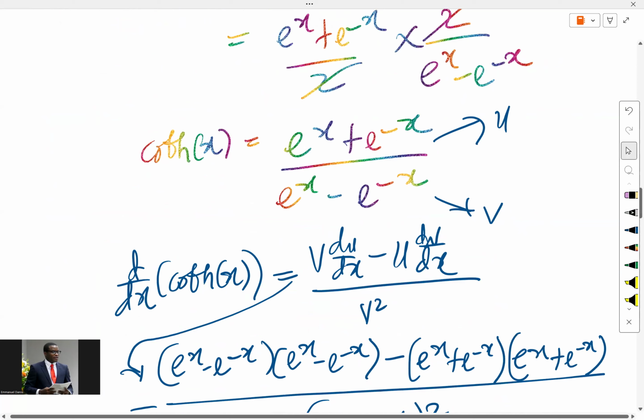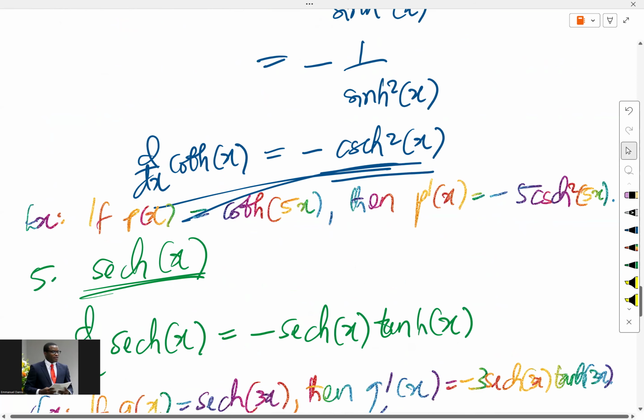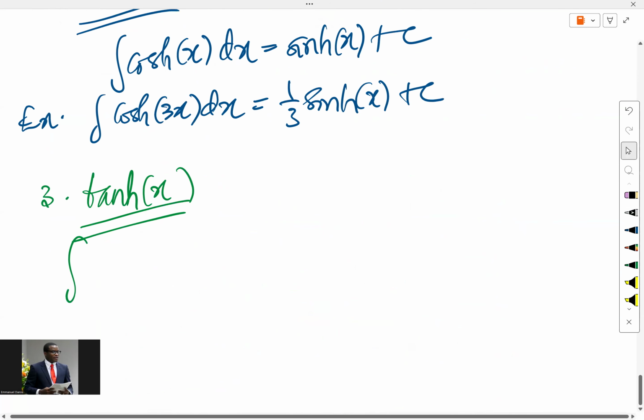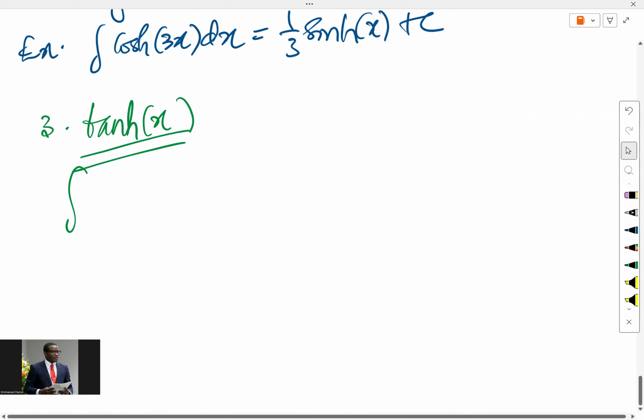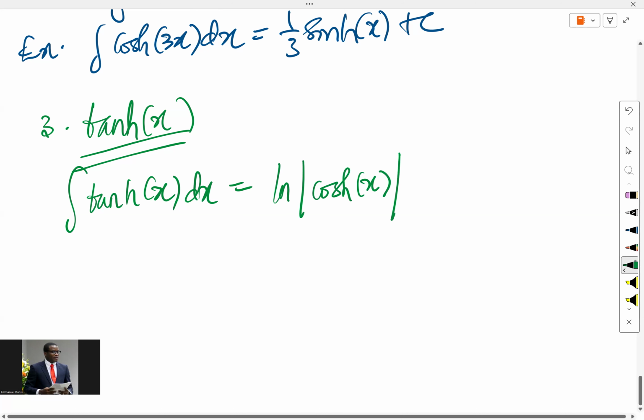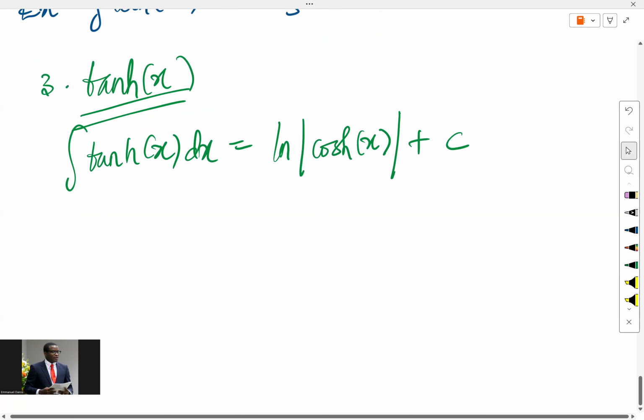In this case, it becomes, so log comes into the matter. So you have tanh x now. So if you integrate tanh x dx, you have the log of the absolute value of cosh x. You know, log only is defined for positive values, that's why we need the absolute value of that expression.